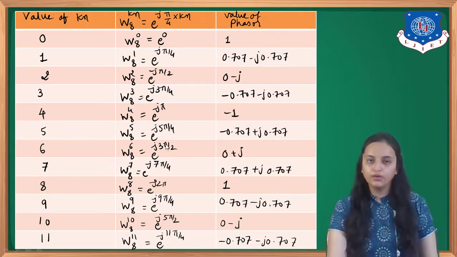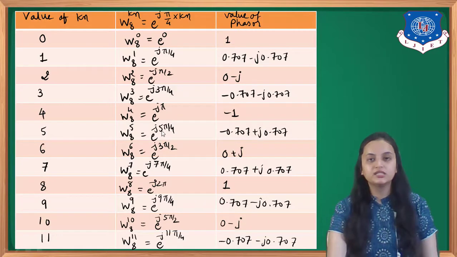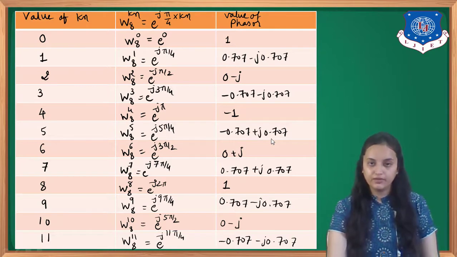Same way for value of kn 4, it will become W8 raised to 4, e raised to minus j pi. That means cos pi minus j sin pi. Cos pi is minus 1 and sin pi is 0, that will become minus 1. Now next value is kn 5, that means W8 raised to 5 equals e raised to minus j 5 pi by 4. That will give value minus 0.707 plus j 0.707.